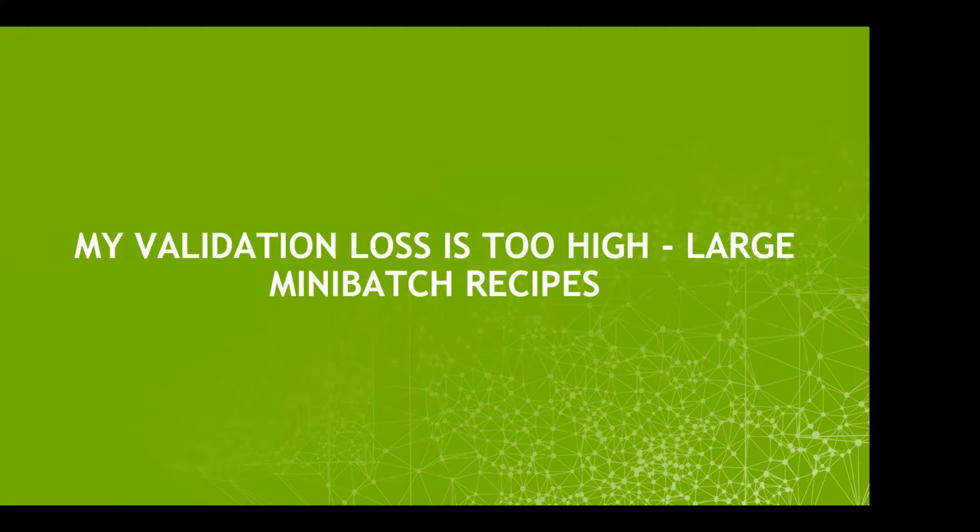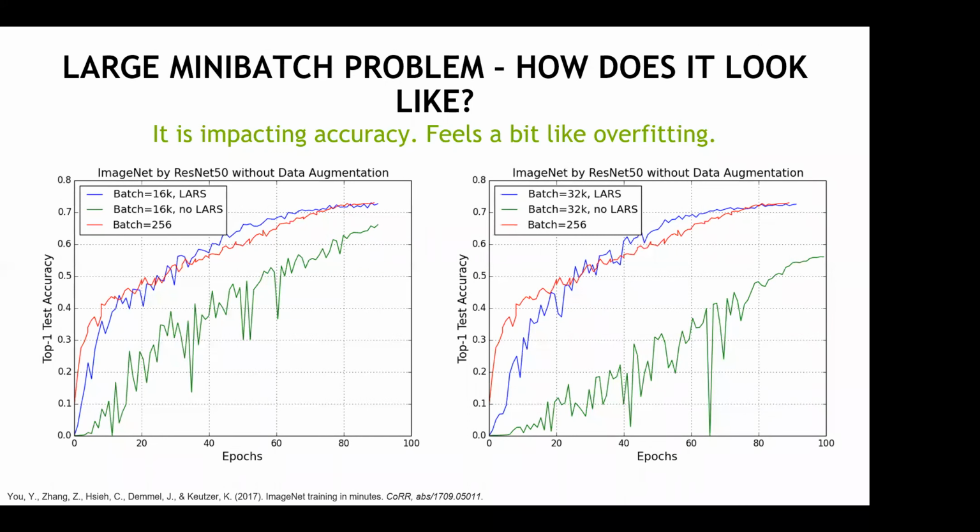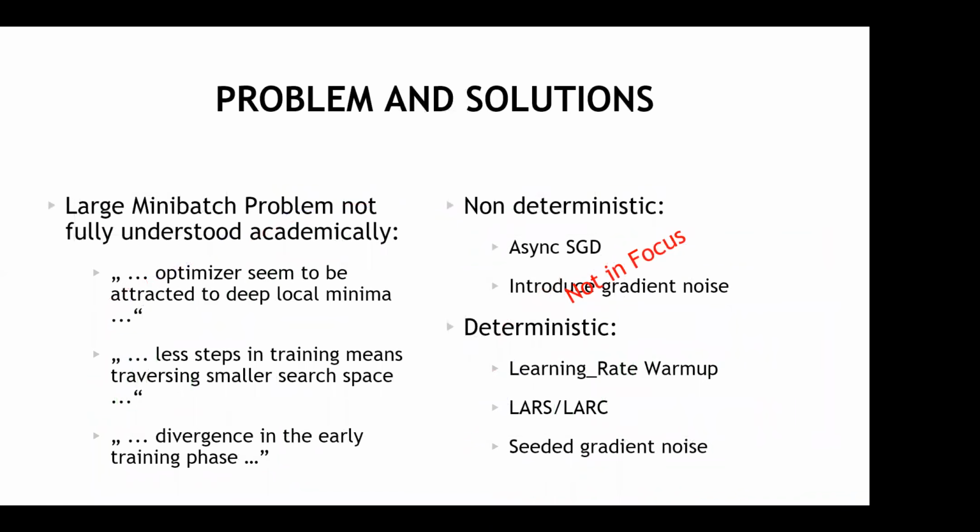My validation loss is too high. You might run into this one. Yesterday, Adam showed you this graph. I'm using it in this deck as well. Just to recall, it kind of feels like overfitting. There are recipes to bring you back to the convergence corridor you're used to. LARS is one of them, and warmup is another one.